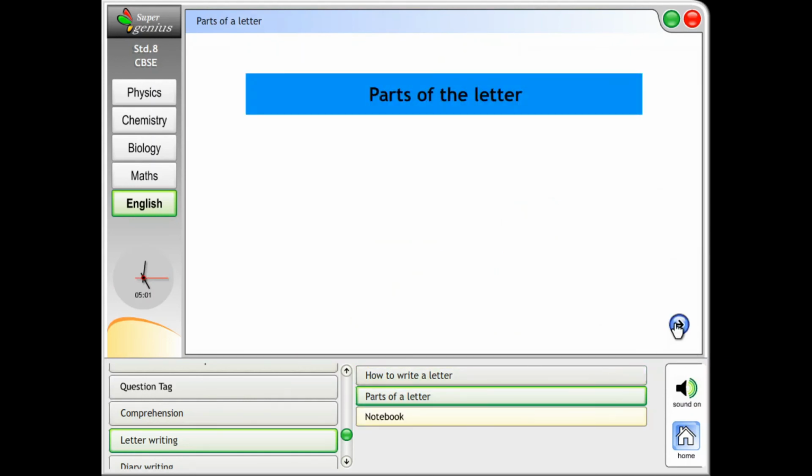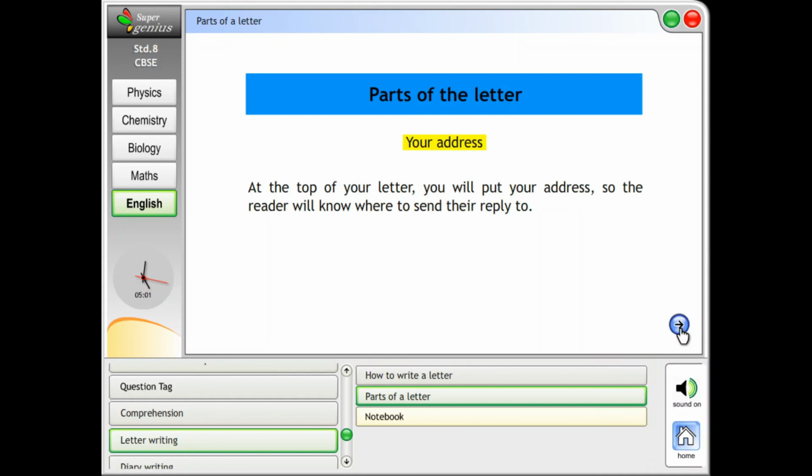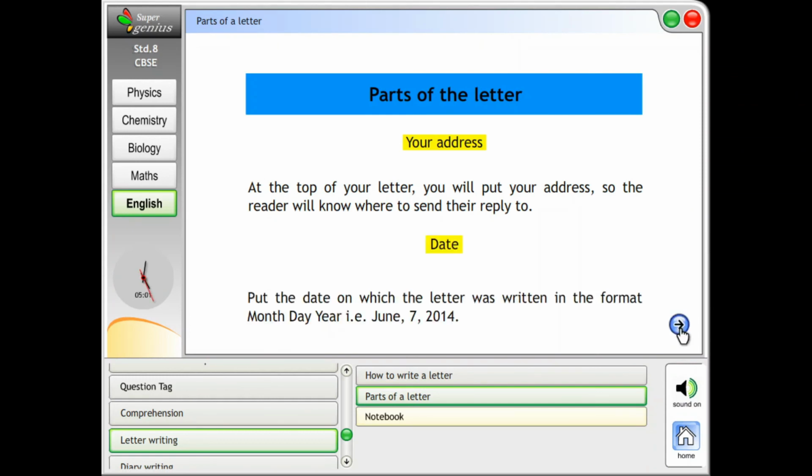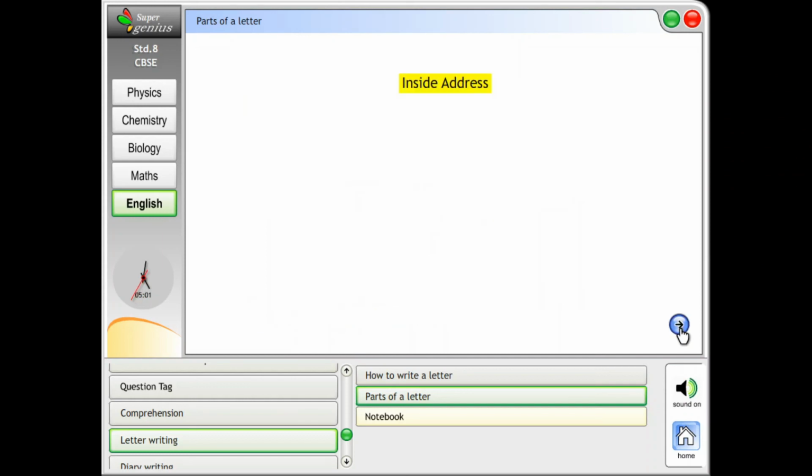Parts of the letter. Your address. At the top of your letter, you will put your address, so the reader will know where to send their reply to. Date. Put the date on which the letter was written in the format month, day, year, that is, June 7, 2014. Inside address.